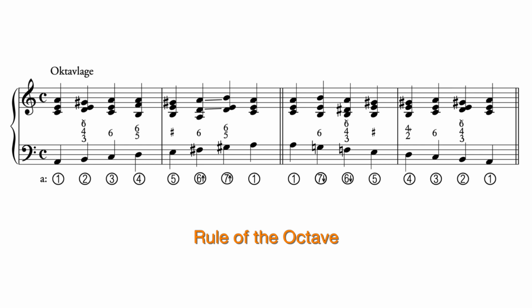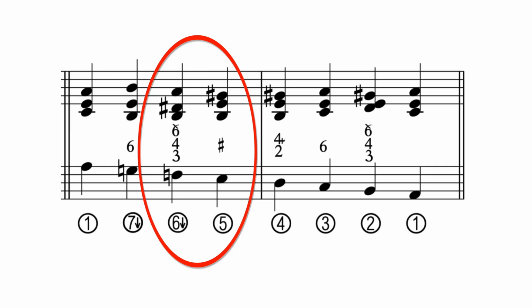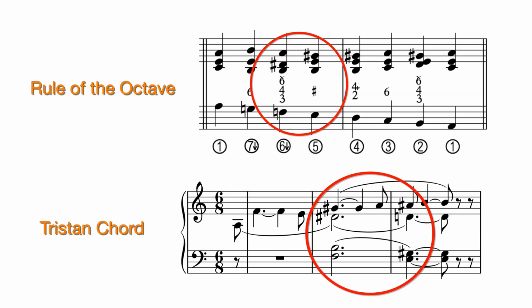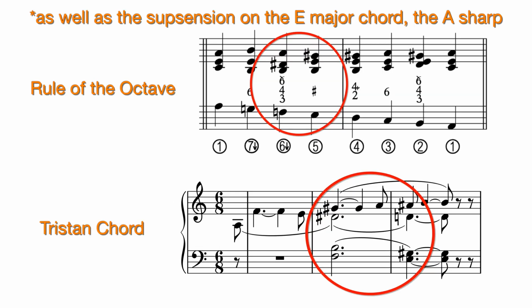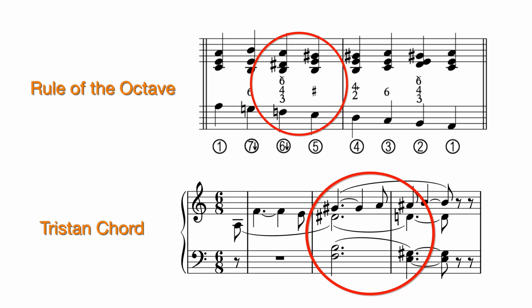Let's look at this rule of the octave. It is a basic pattern of how you can harmonize a scale. There are different versions of it, some are more complex than others. If we look very closely at this, we can see that it's basically the Tristan chord. The only difference, there's a suspension in the melody, the G sharp. That's it. The Tristan chord can be considered a very traditional step from the scale degree 6 to the scale degree 5 with an added 7th on the E major chord, ending on the half cadence.